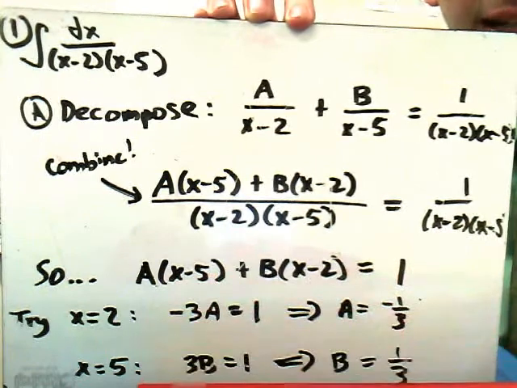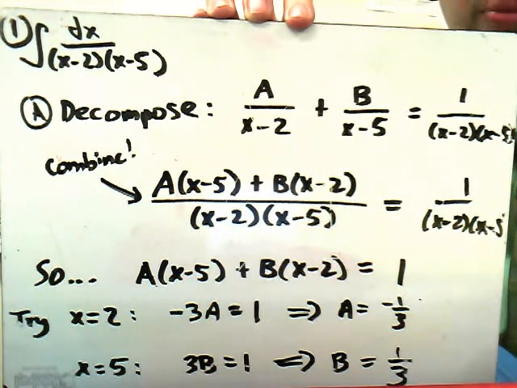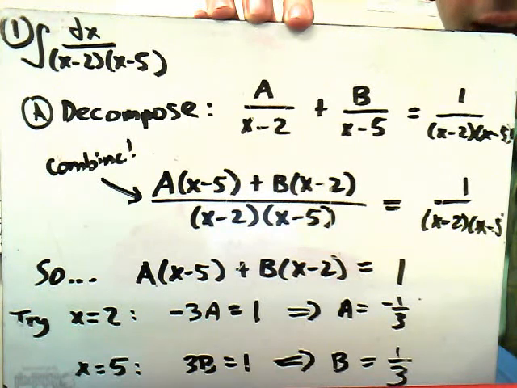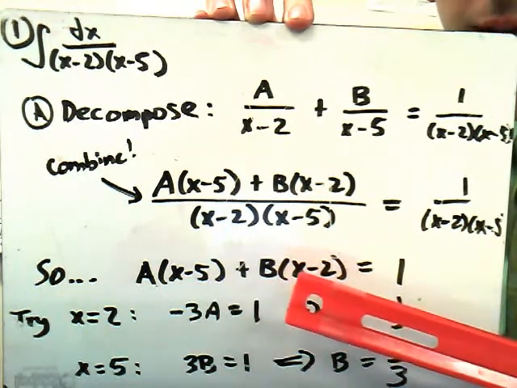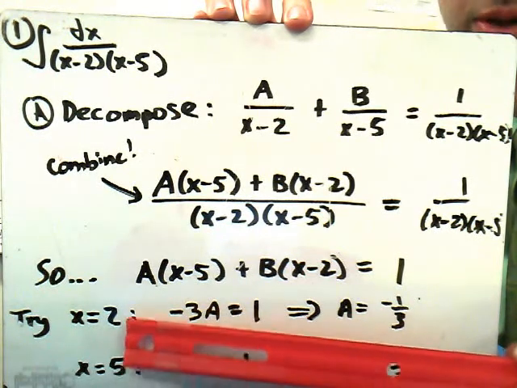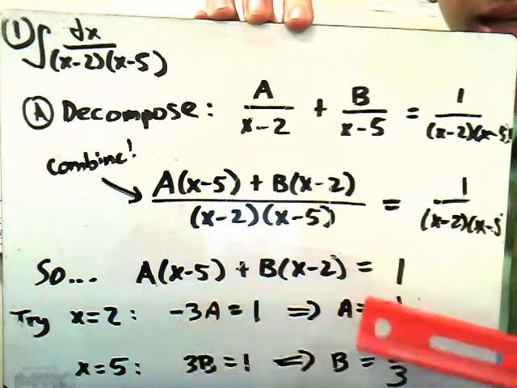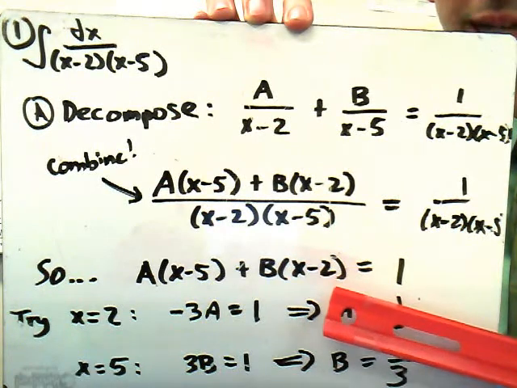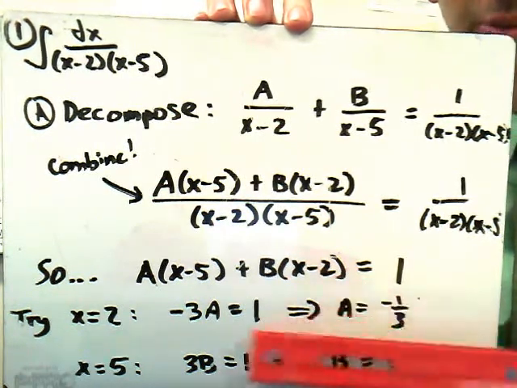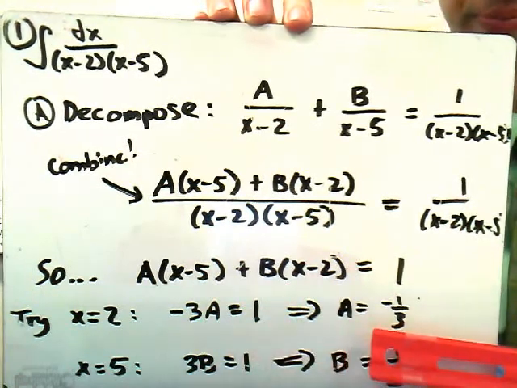Now, there are many techniques you can use to find what A and B, those constants, need to be. One technique is called the Heaviside method, in which we plug in for x the different factor values that we see with x minus 5 and x minus 2. In the first case, we try x equal to 2. Then the first part of the expression becomes negative 3A, and the second part, B times x minus 2, disappears, so we're left with negative 3A equals 1, and A is equal to negative 1/3.